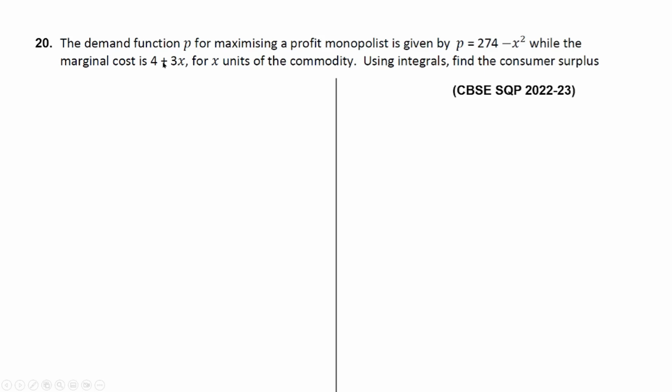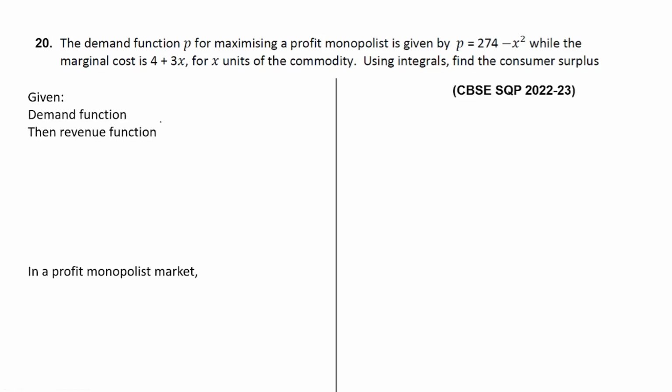Next question, the demand function for a profit maximizing monopolist is given by P equal to 274 minus x square, while the marginal cost is 4 plus 3x for x units of the commodity. Using integrals, find the consumer surplus. So here the demand function for a profit maximizing monopolist is given by this function, and the marginal cost is given here. We have to find the consumer surplus. So we know that for a profit maximizing monopolist, the marginal revenue is equal to the marginal cost. So using that, we can find x naught and then P naught, and then we can find the consumer surplus.